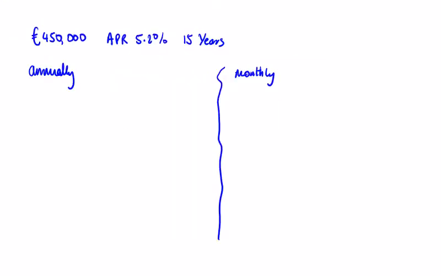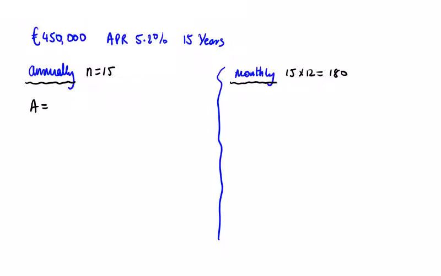Let's have a look at one more, annually and monthly, and see can we see the difference between the two. €450,000, APR 5.2% over 15 years. We look at annually, so N or T is equal to 15. And monthly, 15 by 12 is equal to 180 payments.